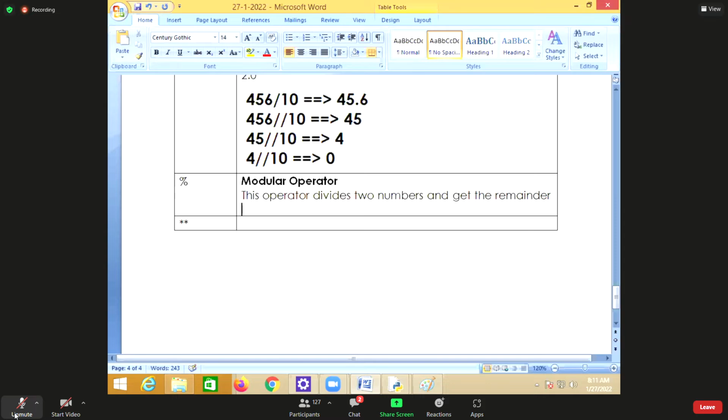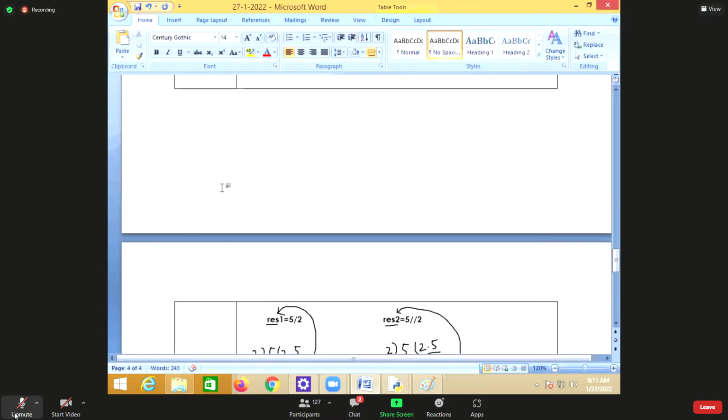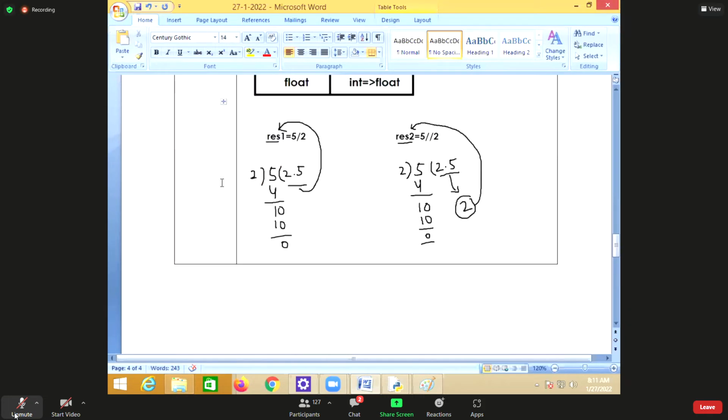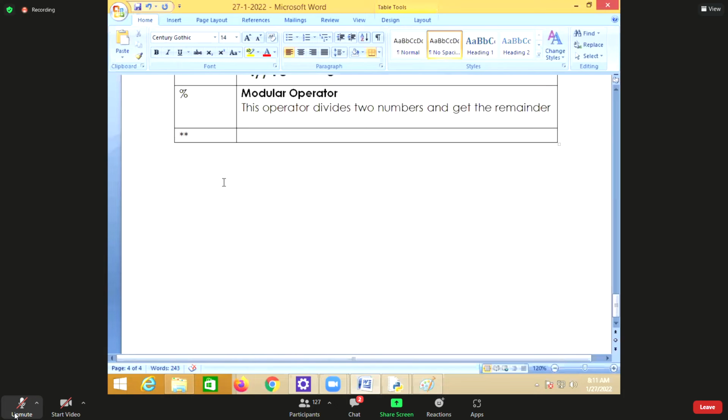Okay, this will get the remainder, but slash gets the quotient, and percentage gets the remainder. If you want to find out the remainder, you can find it using the percentage operator.